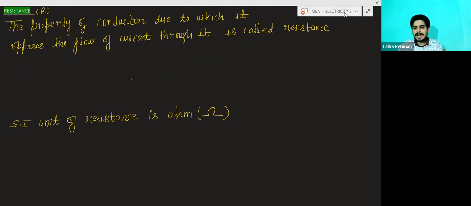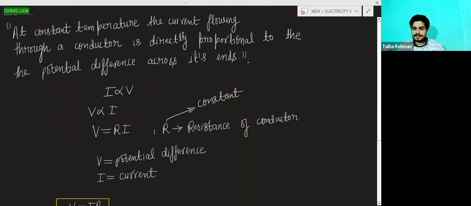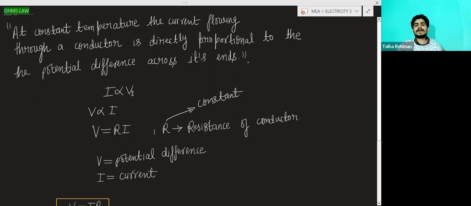Now I told you that Ohm's law holds at constant temperature, which means that you are not changing the temperature of the wire. In that case, the current flowing in the wire is directly proportional to the potential difference across the ends of the wire or conductor. So you can write that the potential difference is directly proportional to the current.